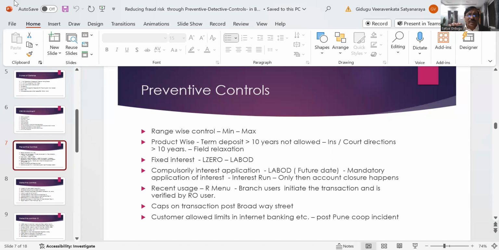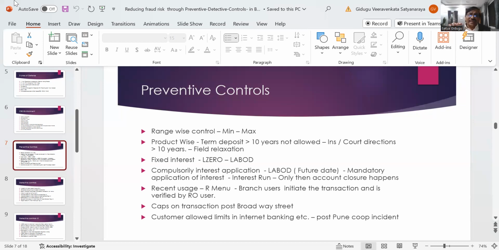Mostly in manufacturing also, you are having SAP and all. There also you can have range-wise controls, minimum, maximum. I told you earlier, for a scheme code you can put a maximum of 10, so that it won't go beyond 10. So that prevents the risk. And product-wise, if a term deposit is allowed for 10 years, it will prevent you from giving a term deposit beyond 10 years. And compulsory interest application is in the application itself. Okay, that is the preventive control.